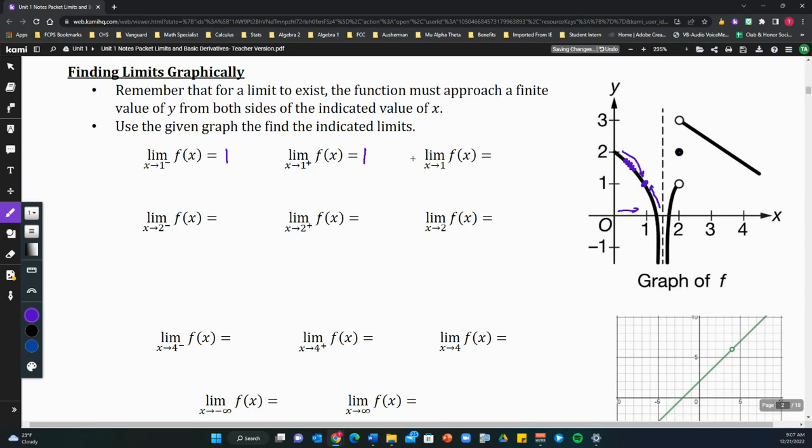So because these are the same limit from the left and the right side, that satisfies that second condition. So the limit at x equals 1 overall is defined. The limit does exist, and it is positive 1.